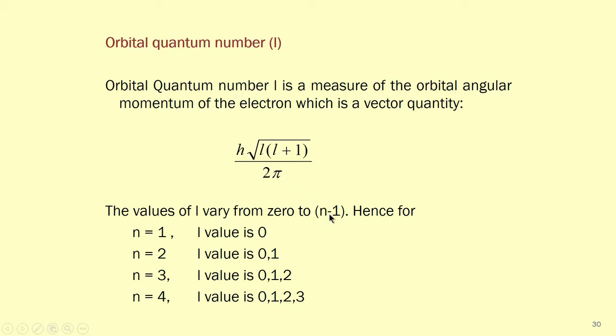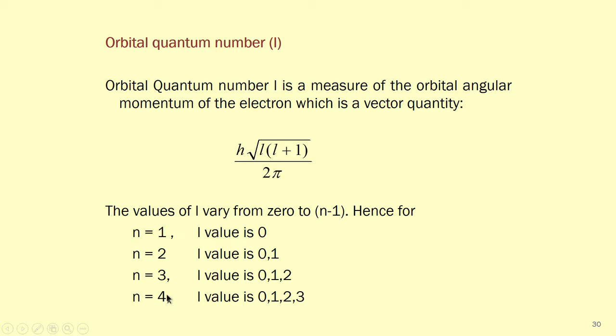So, if n is equal to 1, n minus 1 would be 0, so the value of L is 0. If n is equal to 2, the value of L would be 0 and 1, because n is equal to 2 means n is equal to 1 is also there, and the second one is also there. For n is equal to 1, it is already 0; for n is equal to 2, n minus 1 would be 1. So, n is equal to 2 will have 2 orbitals: 1 orbital corresponding to L is equal to 0, and another orbital corresponding to L is equal to 1.